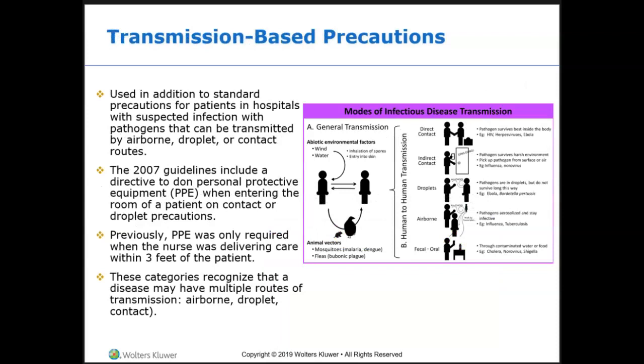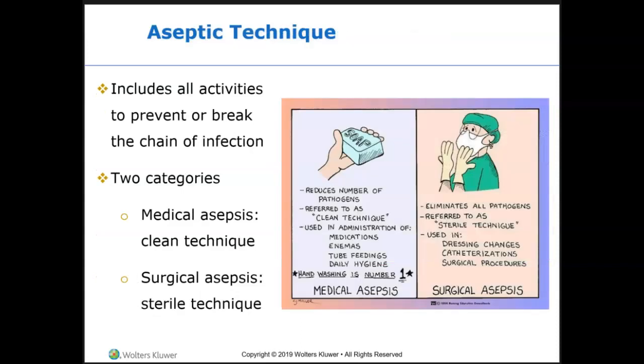Transmission-based precautions have additional PPE requirements depending upon the type of precaution. The three types of transmission-based precautions include airborne, droplet, or contact. And then again, you do want to look at the book, right? It has lists and examples of these three different types of transmission-based precautions. So look at that, because they give some pretty good examples in there.